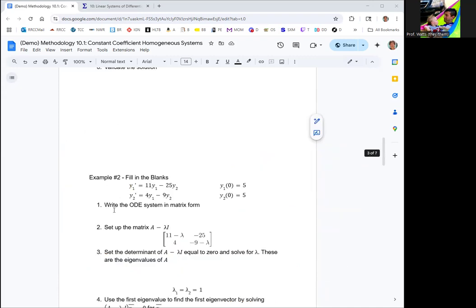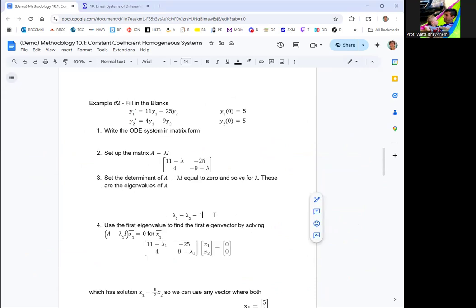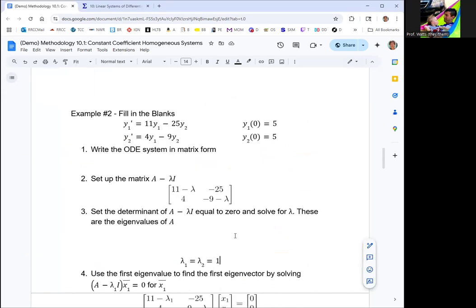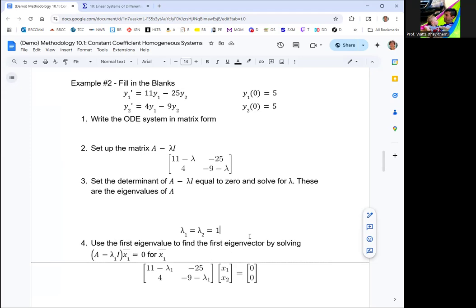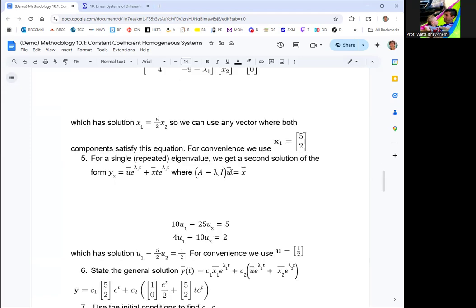Now, when you go to example 2, you're going to get the second case in step 3 where the solutions to the quadratic are a single value. Lambda1 and lambda2 are both 1. So you can still go through step 4 the same way using that value of 1. But when you get to step 5, you'll need to set up a slightly different formula. And so we'll use A minus lambda 1 I times u equals x. And then finding the vector u, you can set up a second eigenvector.